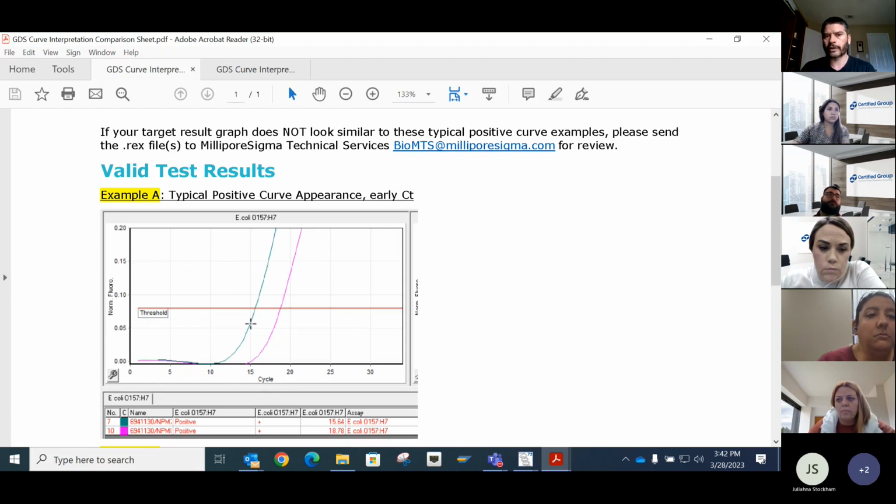The exponential growth in the line starts hitting. It doesn't go straight up, but it goes up at a very steep clip. It's an exponential growth in fluorescence. This one starts just right after 15. As you see, it crosses around 20. Extremely typical positives here, no question about these.